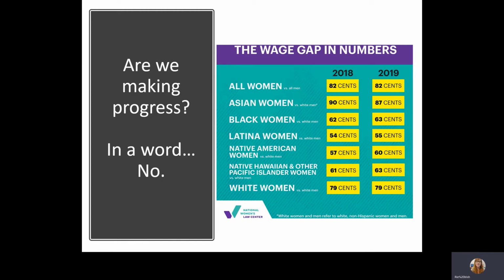This data was released by the US Census Bureau, and it shows us that between 2018 and 2019, no progress was made in closing the gap overall. The average full-time working woman still earns just 82 cents for every dollar earned by men. Now, when looking at the breakdown of pay, Black women are at risk of losing almost $1 million in their wages over a 40-year career because of that pay gap.